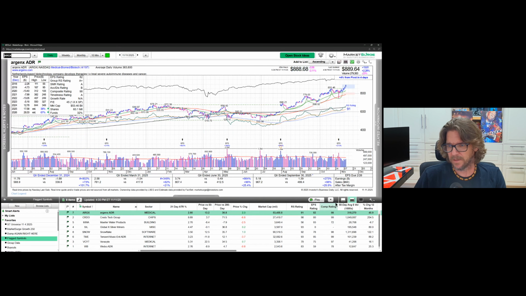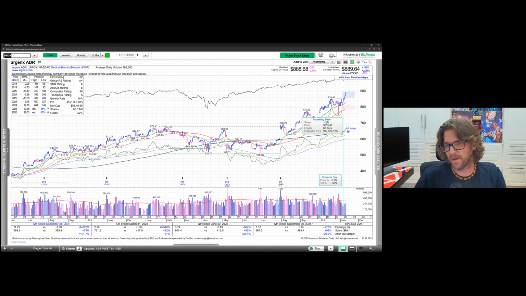I think I've got a position in this one. Okay, so here's one. You have this long consolidation, then an ascending base. Very unusual in that you've got 9%, 10%, 12%. That's the complete opposite of what you normally see. It would normally be 12, 10, 9.